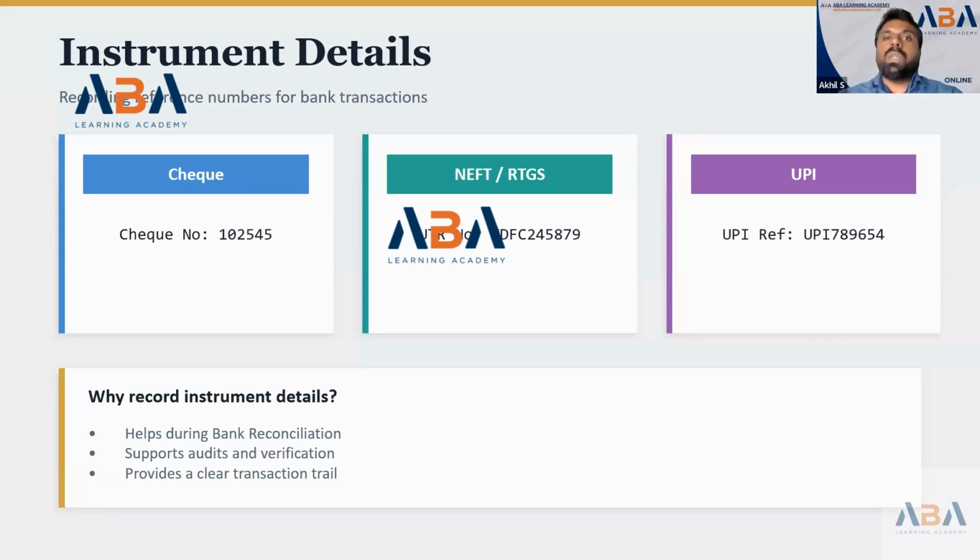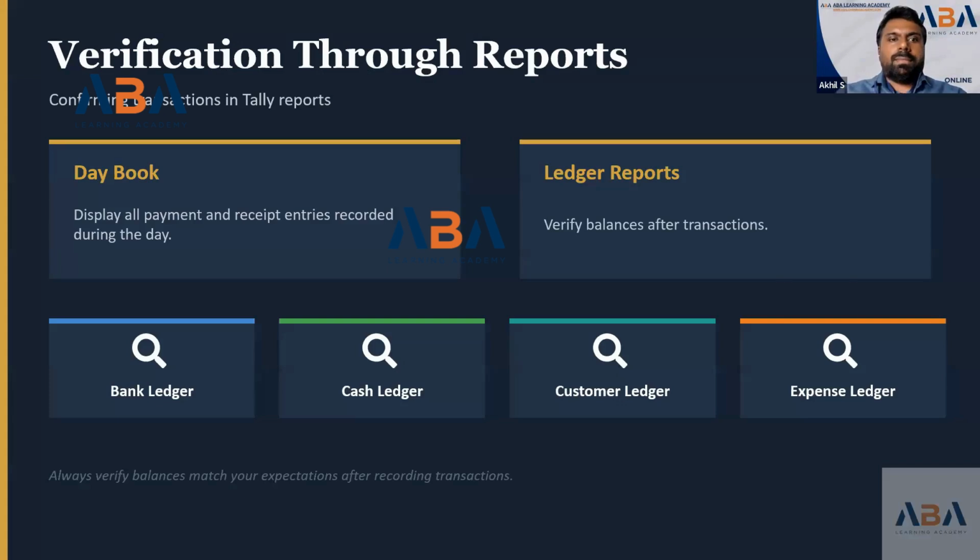So a trail will be generated, and we will be able to identify it very easily. This particular payment was done through check. This particular payment was done through UPI. This particular payment was done through bank transfer, NEFT. So that is why we have to give instrument details. And finally, verification through reports.